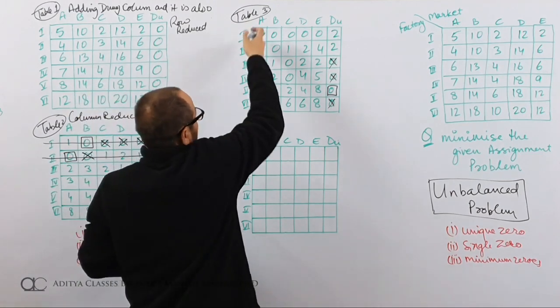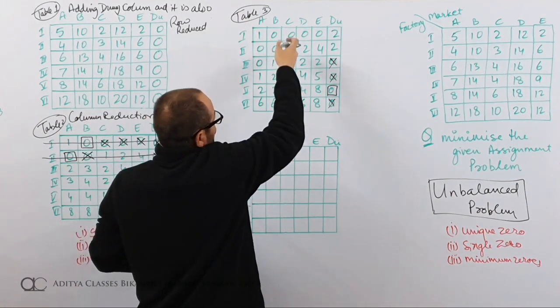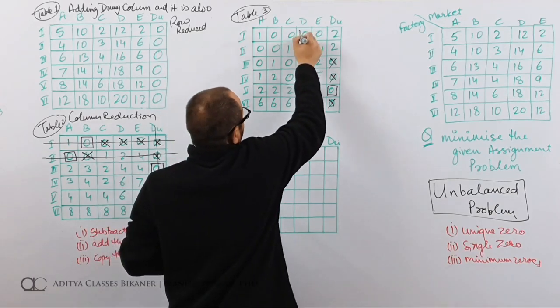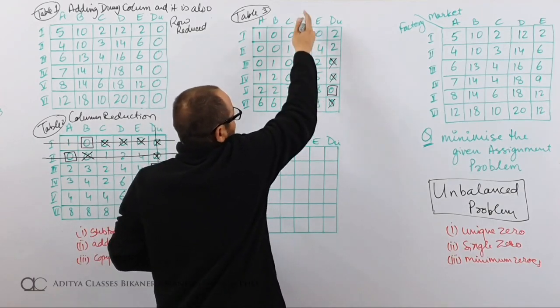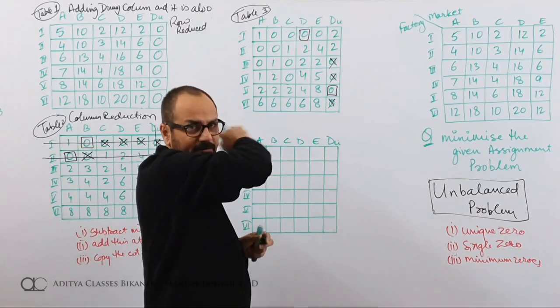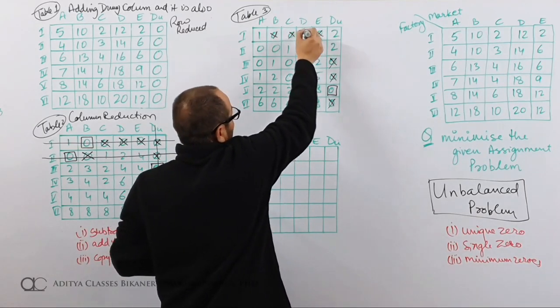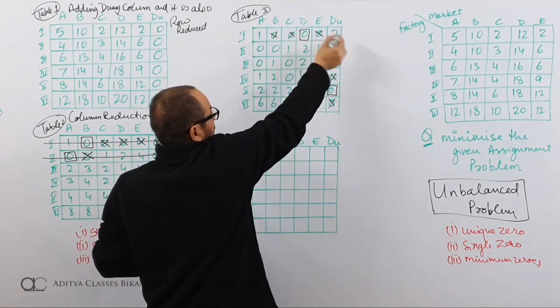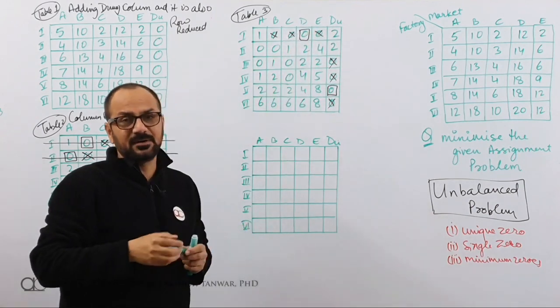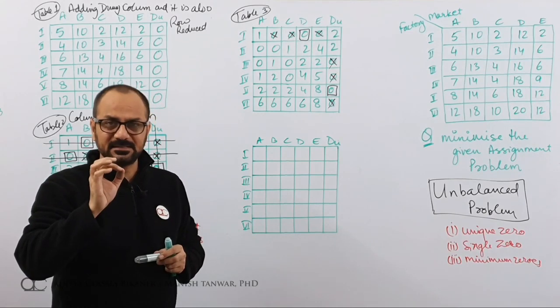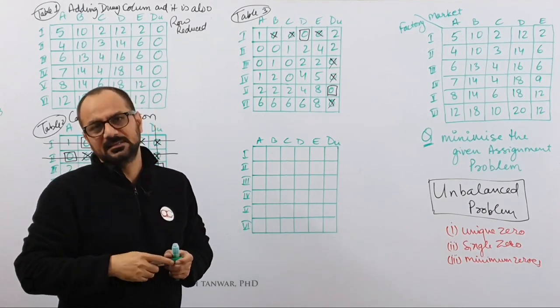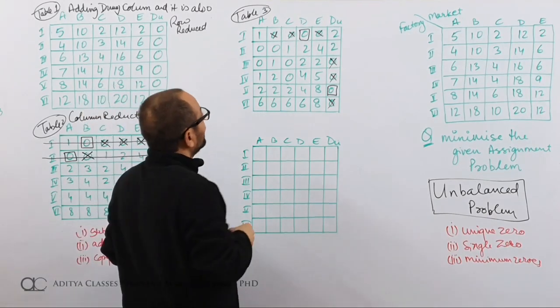Let me go for columns. 2 zeros, 2 zeros, 2 zeros, 1 zero. This was a single in its column, make it single in its row. Remove all zeros in its column. I made this assignment and removed all. So this is an important step: when you make an assignment in a single zero, remove all other zeros.